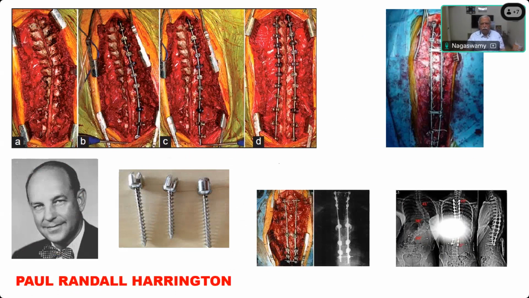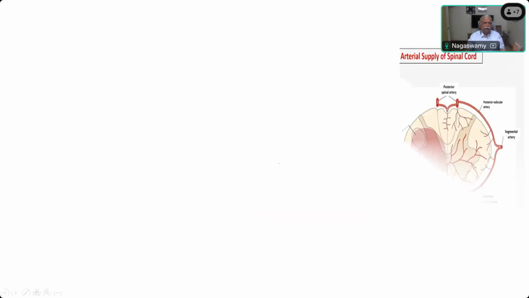And once you do the surgery, you can see the end result. The beginning picture shows how the curvature is there. And once they have straightened it up, it has almost become vertical. Okay? So that is how the result comes.